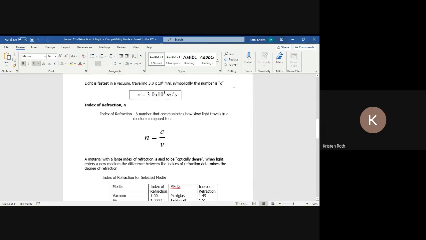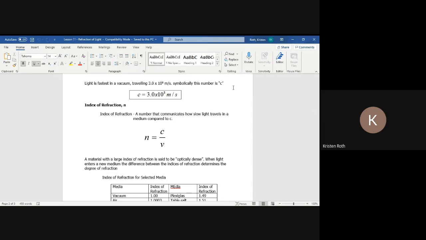So light is fastest in a vacuum, traveling at 3.0 times 10 to the power of 8 meters per second. Symbolically, this number is c, okay? c stands for constant. So we're going to talk about index of refraction. This is like a rating scale or like a ratio. Index of refraction is a number that communicates how slow light travels in a medium compared to c, which is the fastest that light can travel. So we are going to use c as our starting point.